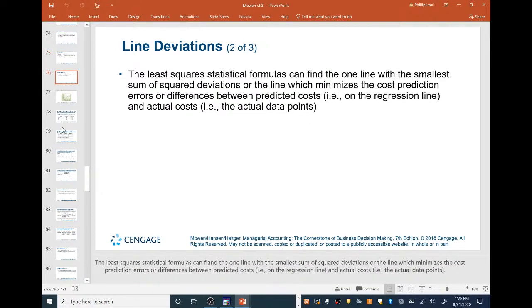The least squares statistical formulas are going to be able to find the one line with the smallest sum of squared deviations, or the line which minimizes the cost prediction errors. Or in other words, the differences between predicted costs and actual costs. So we're going to try to reduce this variance by all means, okay? The predicted cost is going to be on the regression line, and actual cost is going to be the actual data points, okay?